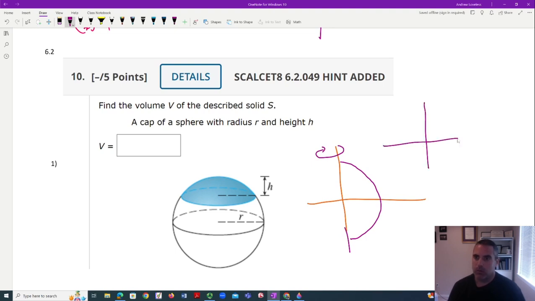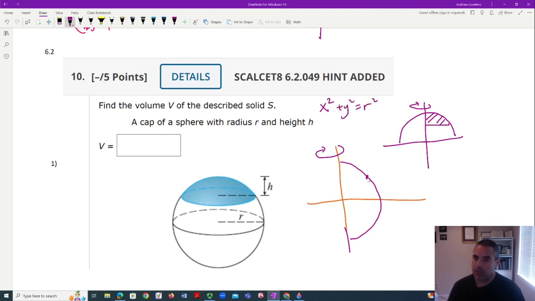Or you might want to work with this half circle and take a little piece over here and rotate it around. We'll talk about that. So how are you going to get those equations? Well, the equation for the circle in general in 2D is this.